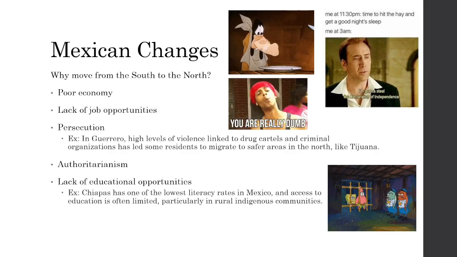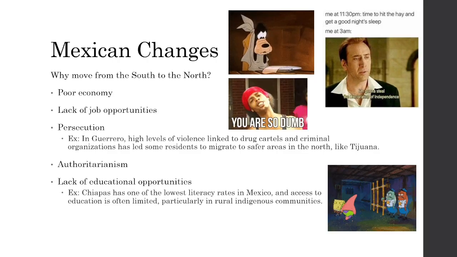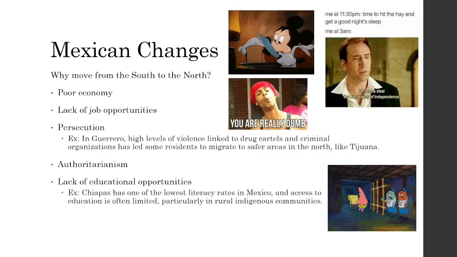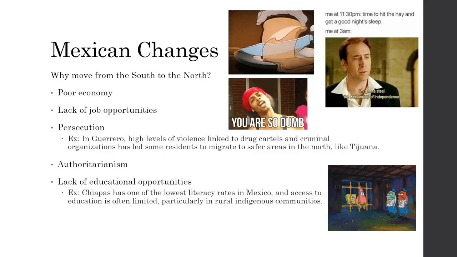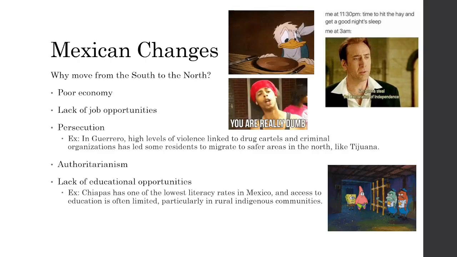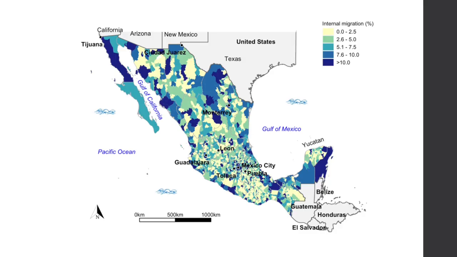So for one, Chiapas has one of the lowest literacy rates in Mexico. It's a state, and they have very limited access to education, particularly in rural indigenous communities. So here we see where internal migration is occurring the most, and the highest amount is those dark blue colors. We can see here in the north, internal migration is occurring a lot more frequently.